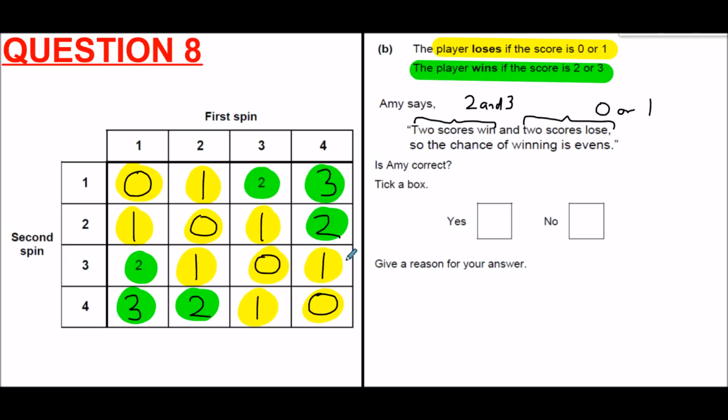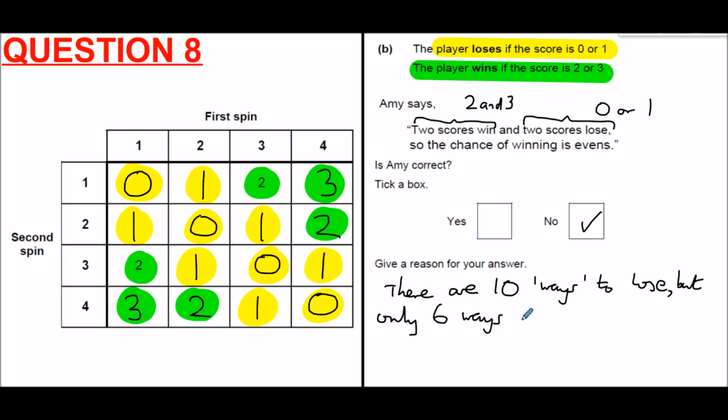What we need to consider is the total combinations. Ultimately, she's not right. And this table here explains why. If we have a look here, 1, 2, 3, 4, 5, 6, 7, 8, 9, 10. There are 10 combinations. There are 10 ways to lose, but only 6 ways to win.